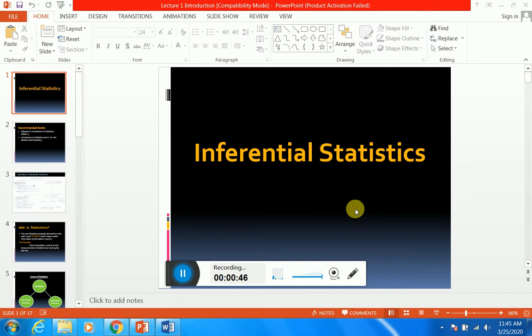This subject is the same as Descriptive Statistics in nature, in that it is also quantitative. 10% will be theory, while 90% of the subject is quantitative in nature.